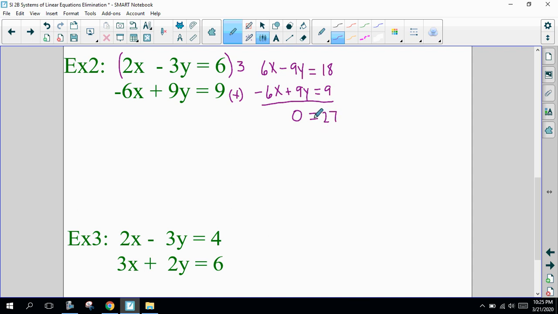Much like when we talked about substitution, this is a situation where the variable's gone. This is a situation where either you've got an infinite number of solutions or no solutions. And since this is a false statement, it's obvious that 0 is never going to be equal to 27. And that's simply telling us, since it's a false statement, this is the case where lines are parallel. And your answer for this is that there is no solution.